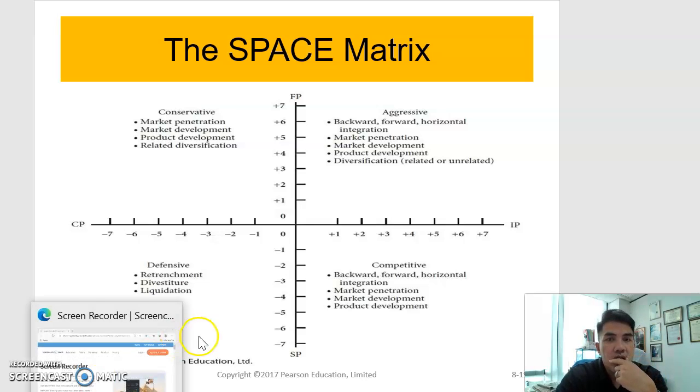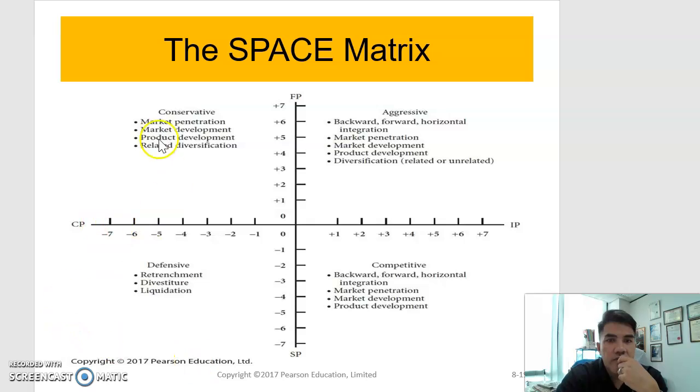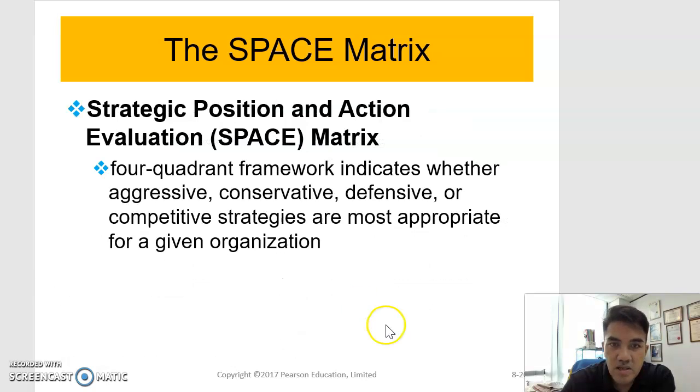matrix. In this SPACE matrix, there are 4 different quadrants, with respective strategies that are suggested for the company to pursue, based on which grid their final answers fall into. So in this SPACE matrix, the 4 quadrants are the aggressive, conservative, defensive, or competitive strategies that are most appropriate for a given organization.